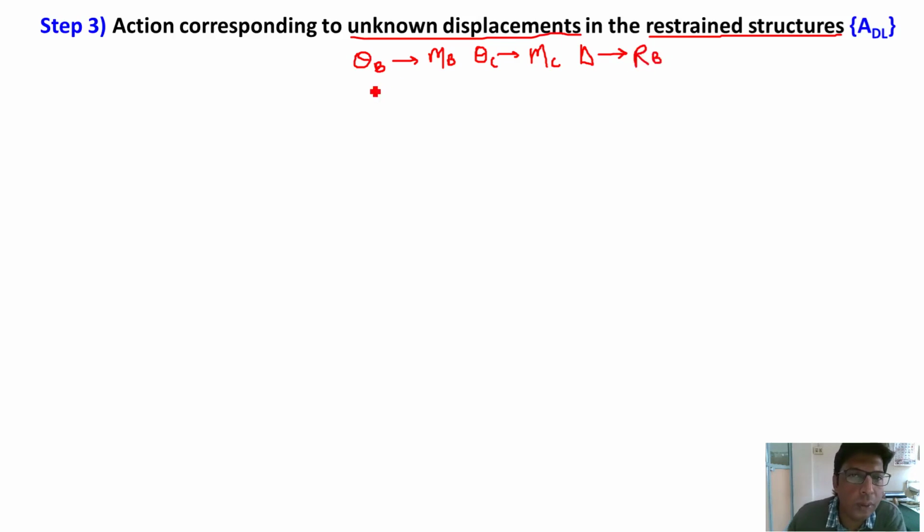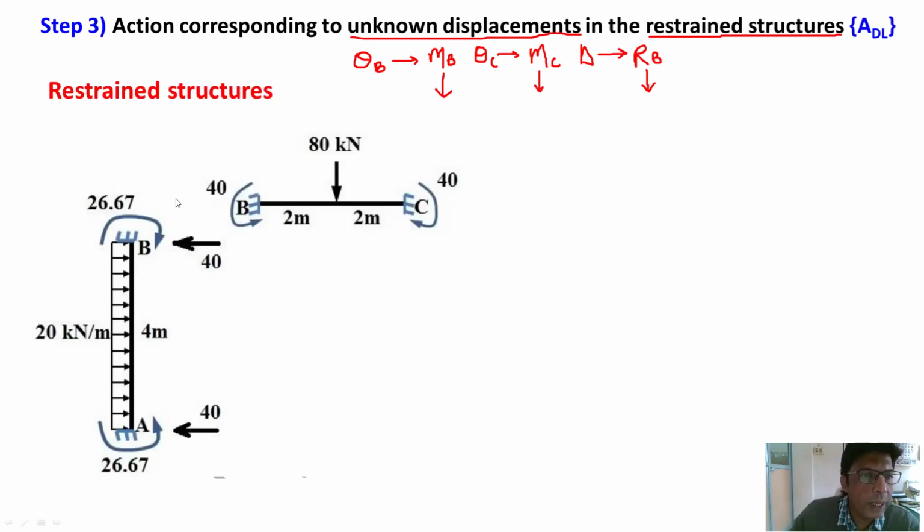So in short, from the restraint structure we have to find out, when you restrain the structure because of external load, what is the moment developed at point B? Then what is the moment developed at point C? And what is the reaction developed at point B? These actions we have to calculate from the restraint structure. For simplicity, we will draw beam and column separately to understand the moments and reactions.